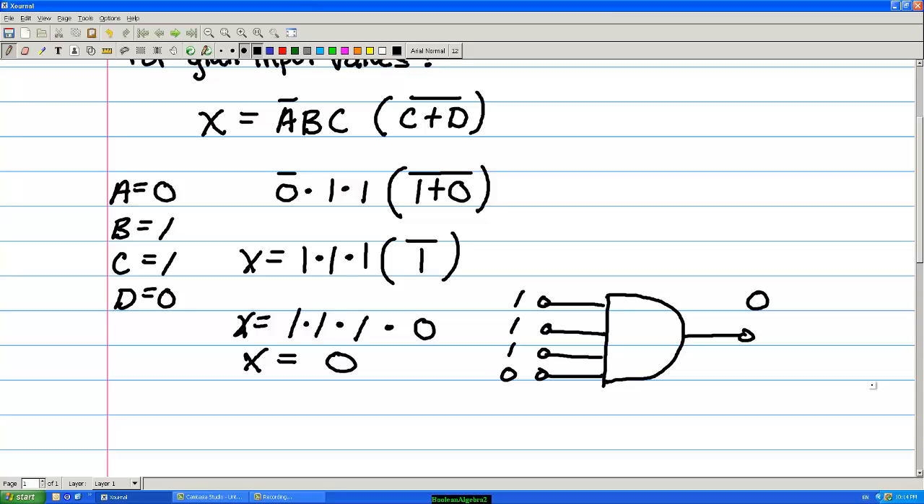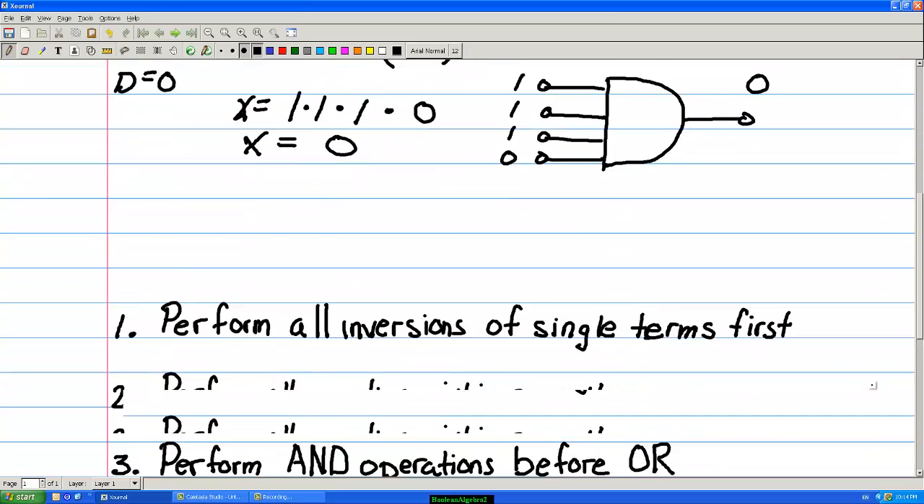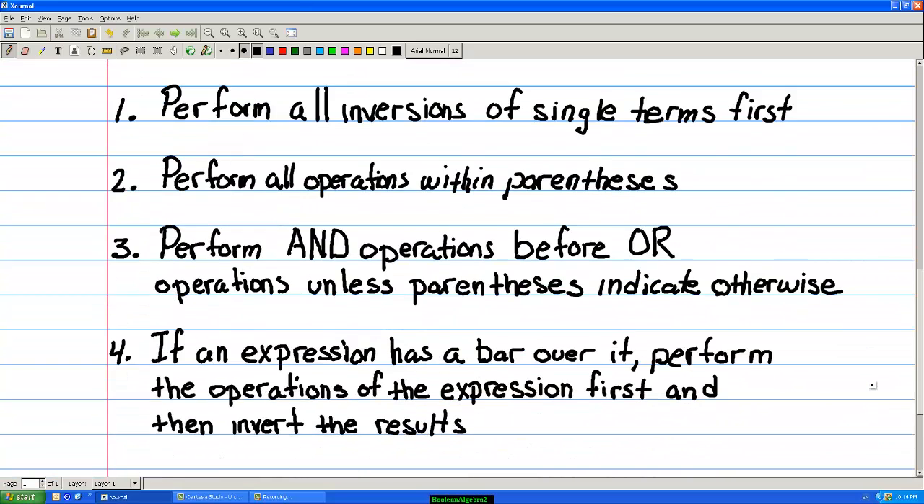When evaluating Boolean expressions, there are 4 general rules to follow. And they are: 1, perform all inversions of single terms first. 2, perform all operations within parentheses. 3, perform AND operations before OR operations, unless parentheses indicate otherwise. And 4, if an expression has a bar over it, perform the operations of the expression first and then invert the results.